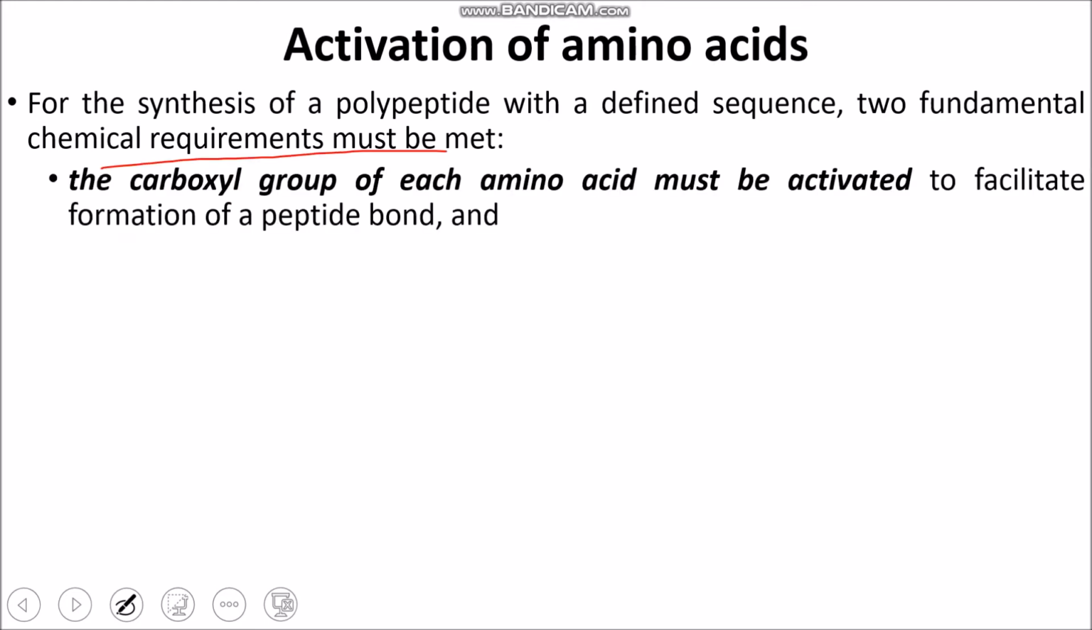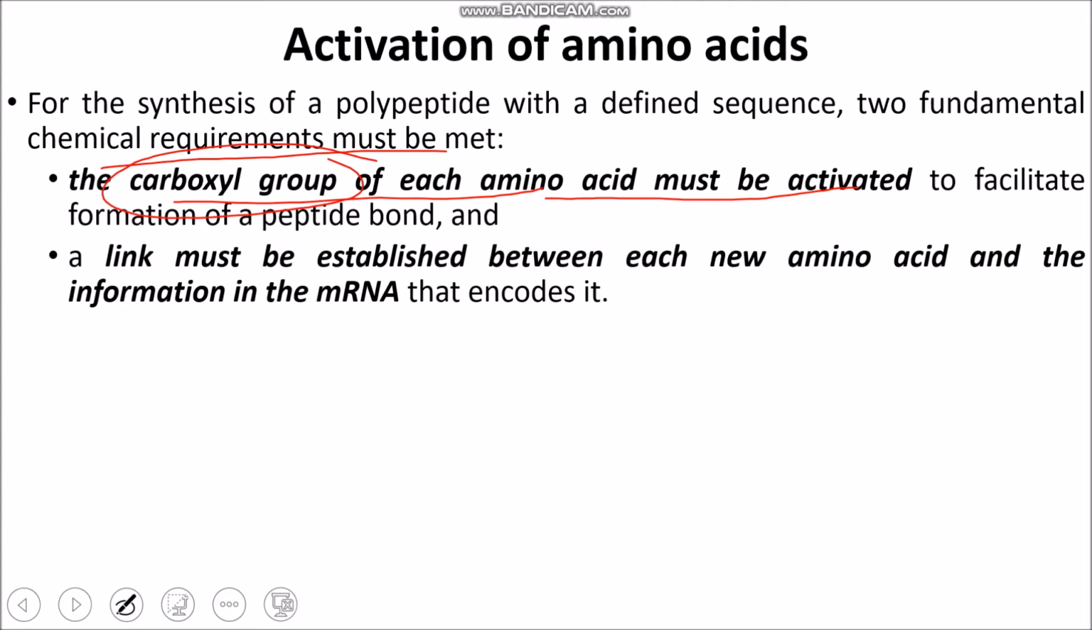First, the carboxy group of the amino acid. Every amino acid will have a carboxy terminal and an amino terminal. The carboxy terminal of each amino acid will be activated so that it will form the peptide bond during peptide formation, protein synthesis. So the first requirement is that the carboxy group of the amino acid will be activated.